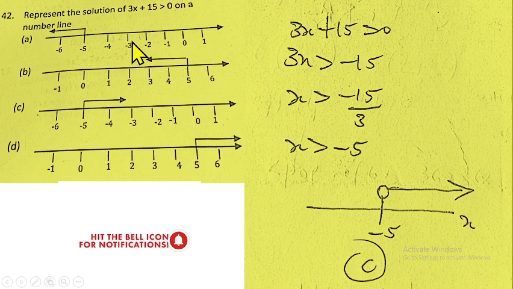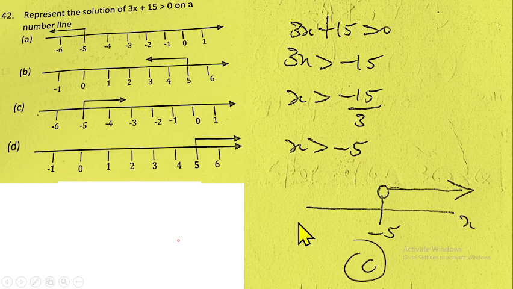Question number 42 is on inequalities as well. We have to solve these inequalities and represent them on the number line. So you have 3x plus 15 greater than 0. Collect like terms, 3x greater than minus 15. Then divide both sides by 3. That gives us x is greater than minus 5. If you represent it on a number line, you put your minus 5. The inequality is a strict inequality, so you have a circle without shading it. The range of x that is greater than minus 5, where are they? They are on this side. So you draw a line here and go this way. So you saw that option C is the correct one, the one that looks like this.